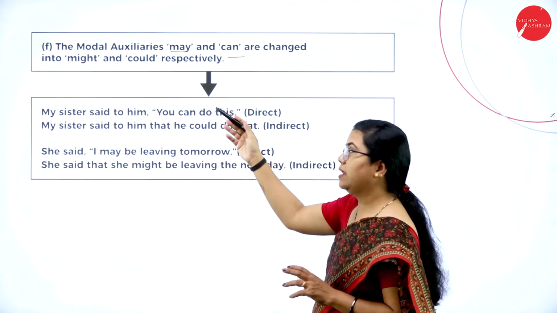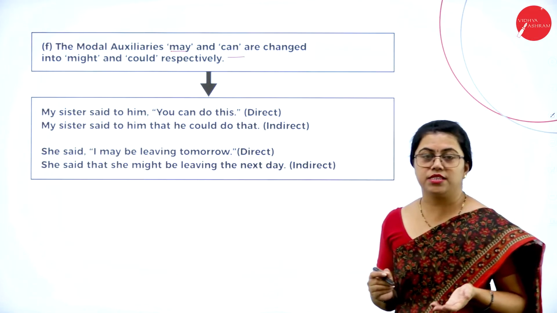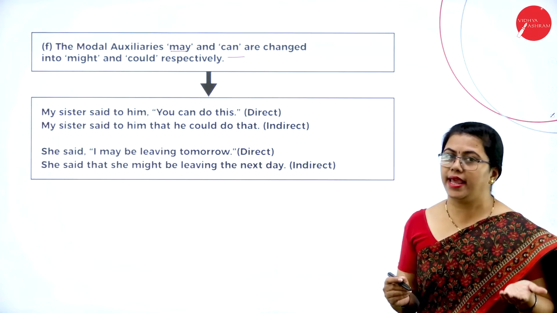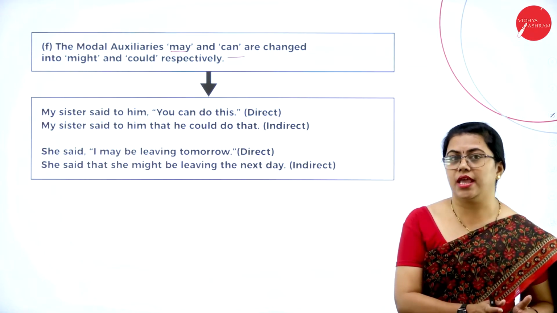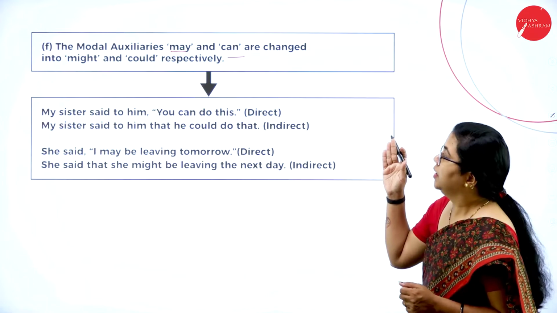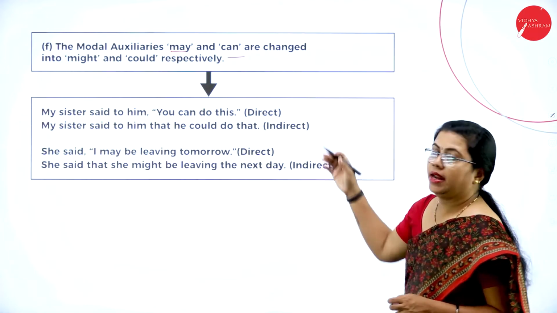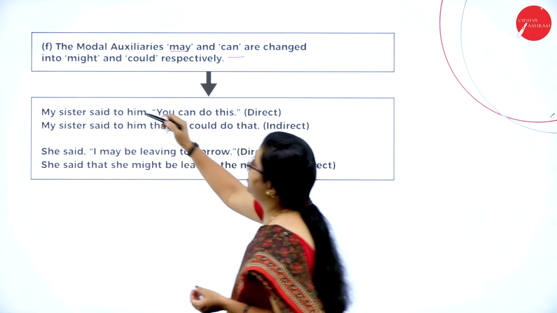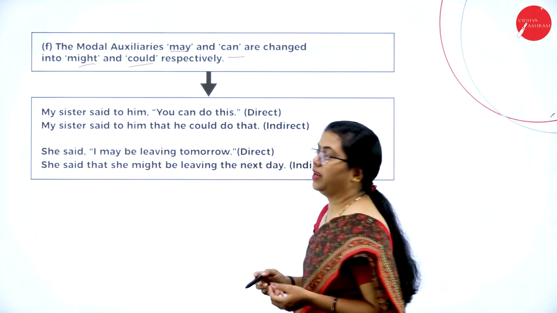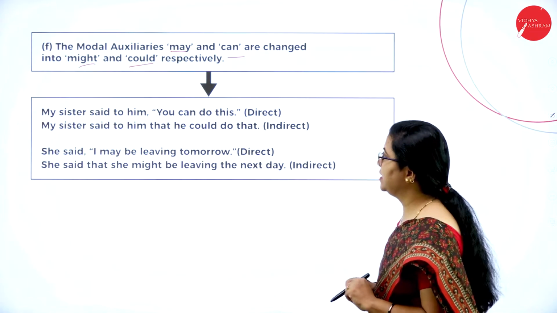Fine. So these modal verbs are also called modal auxiliaries because auxiliary verbs are nothing but helping verbs. Along with the main verbs, they are also used. So here, these modal auxiliaries may and can are changed to might and could respectively. How do you do it? Let us see with an example here.